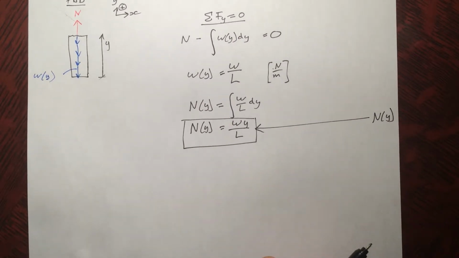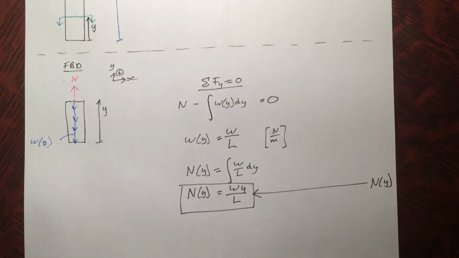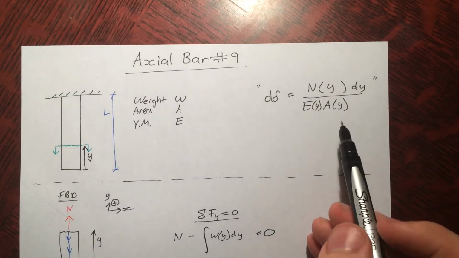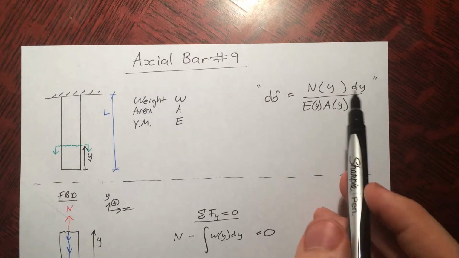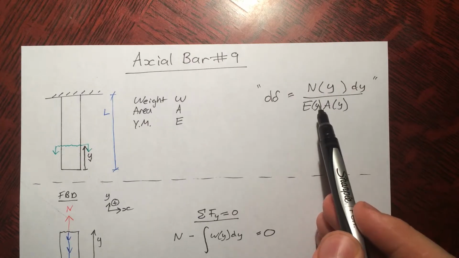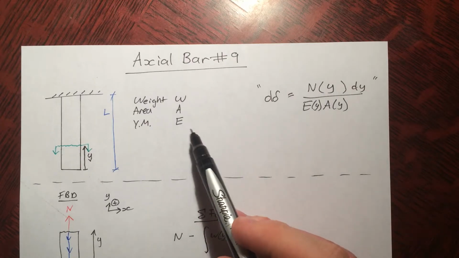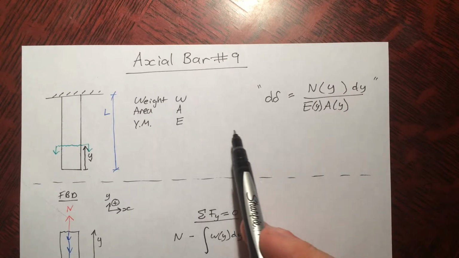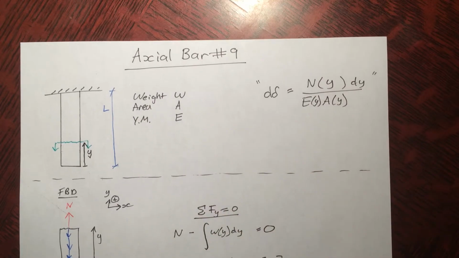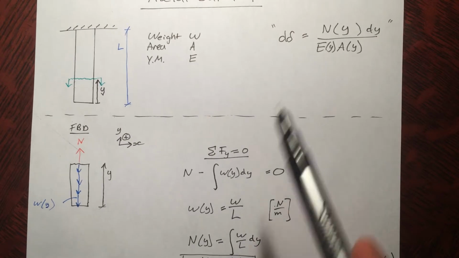Alright, now let's go into finding the elongation of this thing. So basically we took this equation here. We have N as a function of y. We know E is a function of y, it's just constant. And we know A is a function of y, that's just constant. So we can go ahead and express the elongation of this thing.